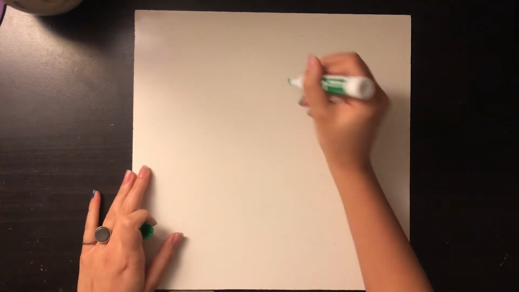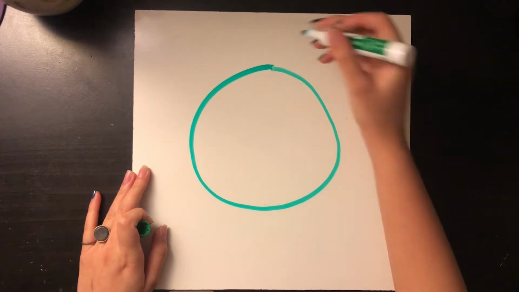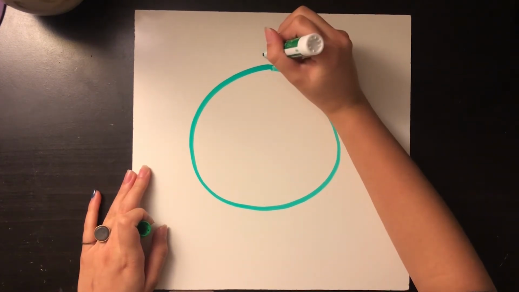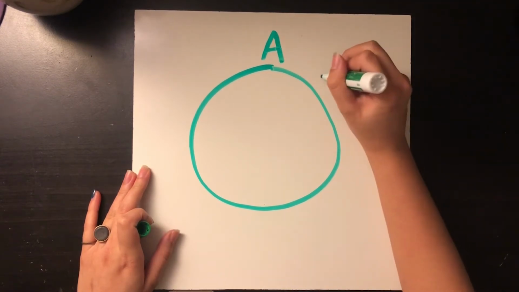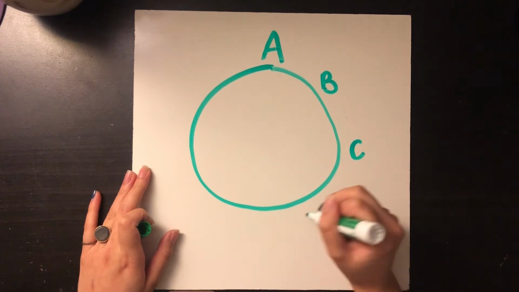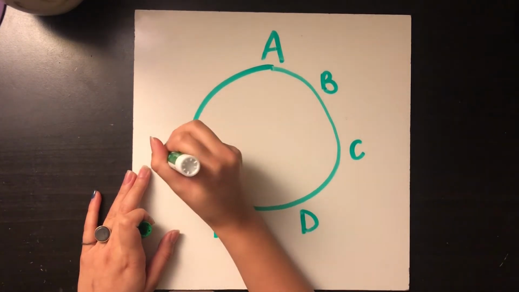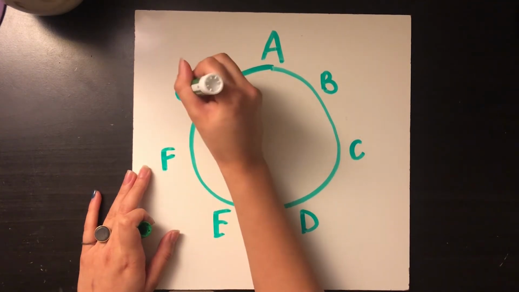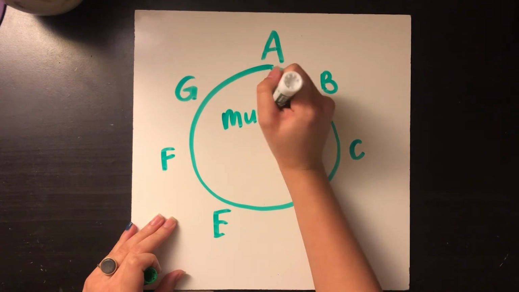Now that you have your paper, we're going to make a circle in the middle. Then, starting from the top of the circle, we're going to write the letters A through G. A, then move to the right. B, C, D, E, F, and G. We want our letters to be evenly spaced out so they look like this at the end.